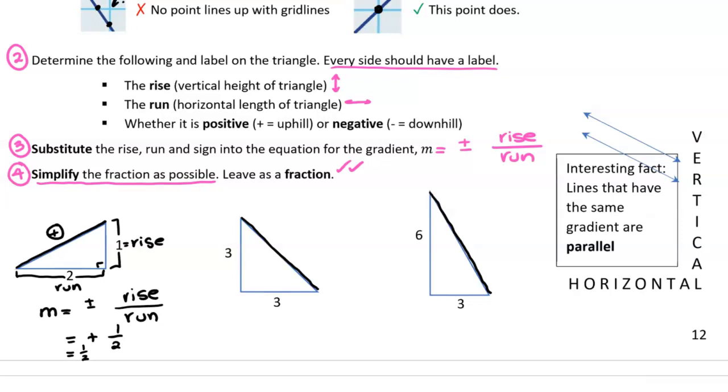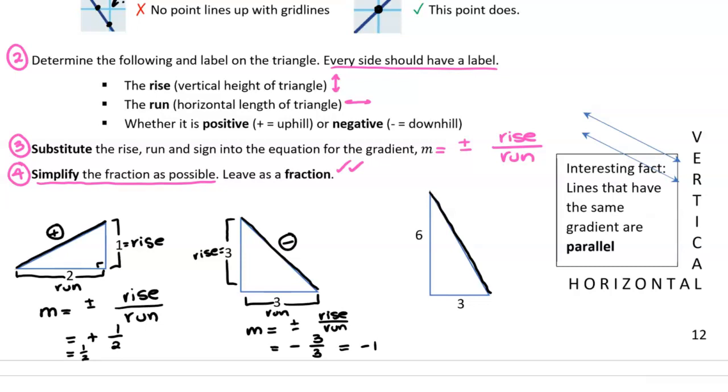Okay, the next example, we have a triangle here. This is a negative gradient, because if we were travelling from left to right, we'll be travelling downhill. This is the rise, so that's 3. And the run also happens to be 3. So when we calculate the gradient here, always write the formula before we use it: plus or minus rise over run. So it's going to be downhill is negative, rise was 3, run was 3, so it's going to be negative 1, because 3 over 3 is 1.